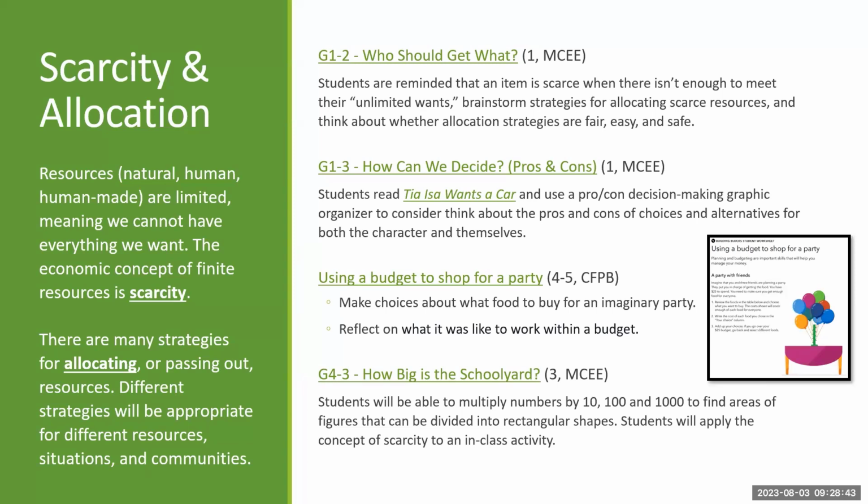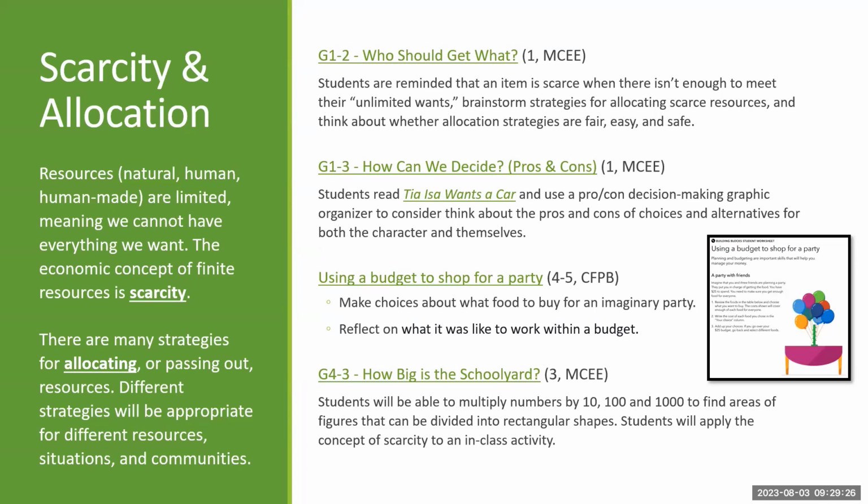So the first concept I want to talk about is scarcity and allocation. The idea is that our resources, natural, human, and capital, that should say capital, not human made, are limited, meaning we cannot have everything we want. That economic concept, that our resources are limited and finite, is scarcity. And then there are a bunch of different strategies for allocating resources. We see those strategies in different areas of our life. In a classroom, a lot of the time we see leader chooses or majority rules. Different strategies, of course, work for different contexts, communities, and subjects.